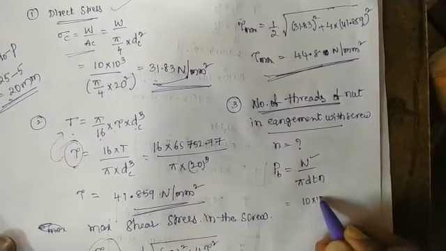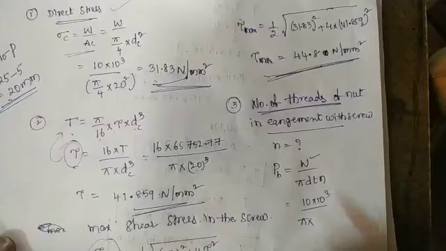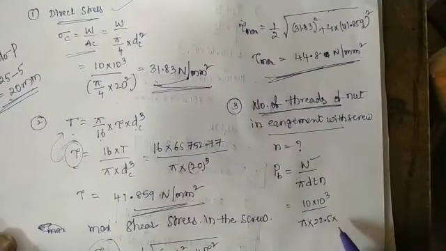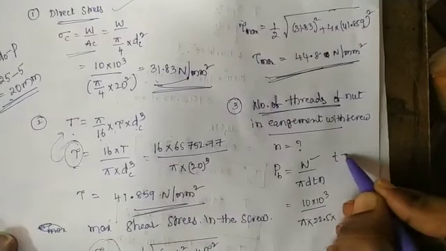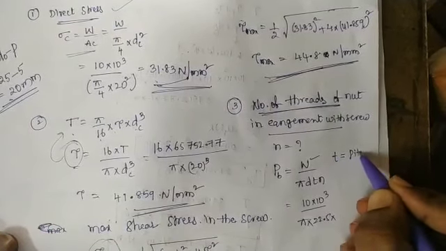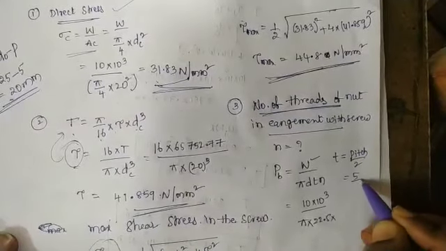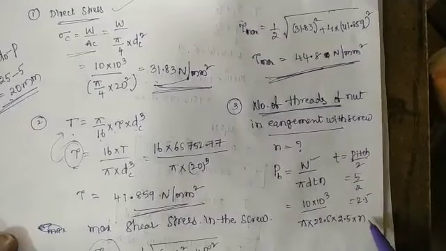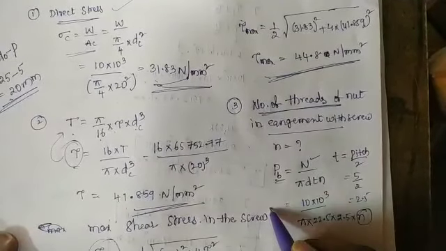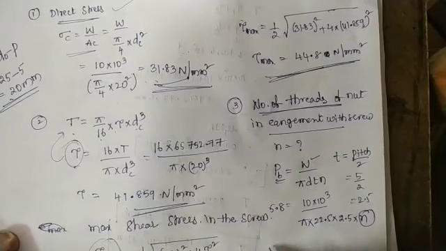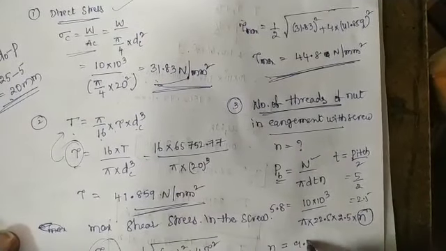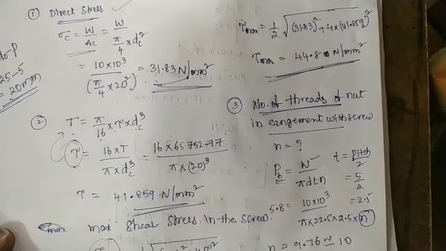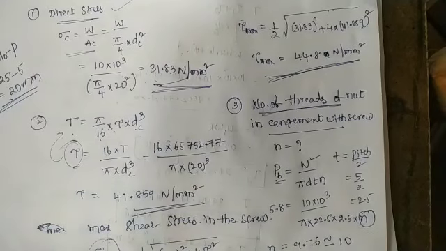W equal to 10 into 10 power of 3 by pi into, small d equal to 22.5. Thickness is an unknown value. We know that t equal to pitch by 2, so pitch 5 by 2, then small t equal to 2.5. n is the value to calculate. Pb is already given in the question as 5.8, then n equal to 9.76, that means approximately 10. The number of threads of the nut in engagement with the screw.